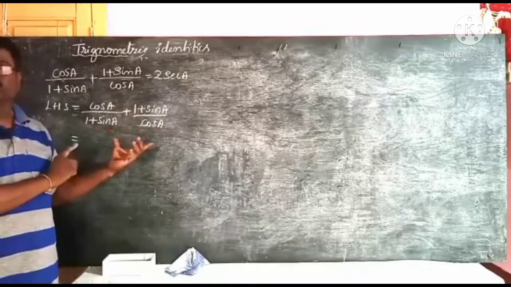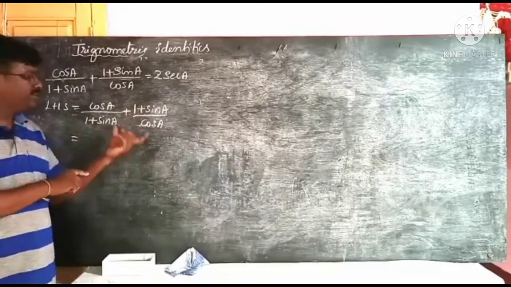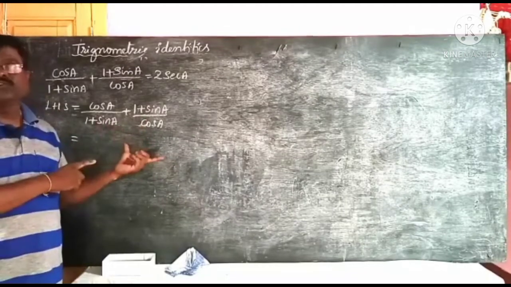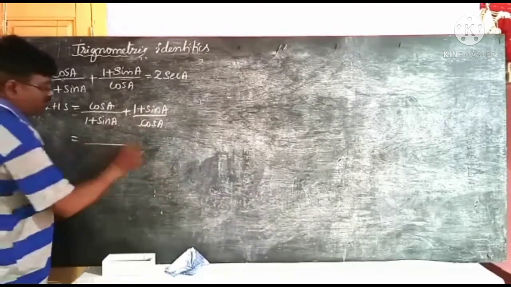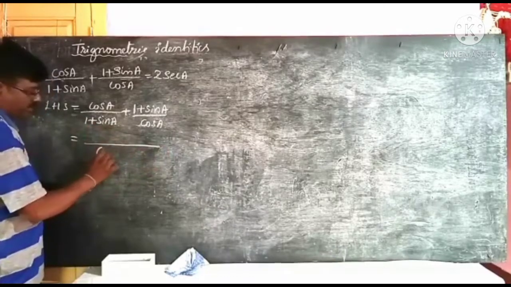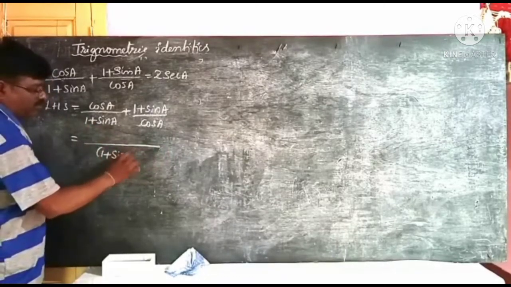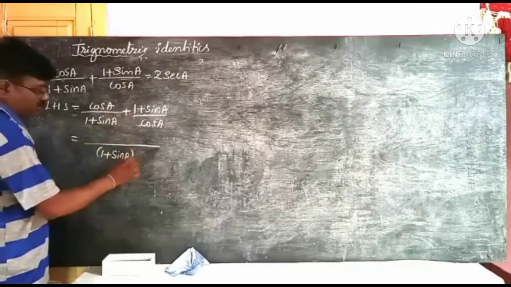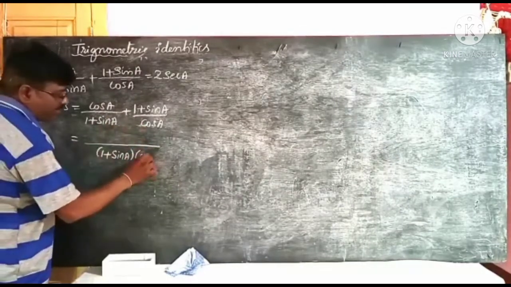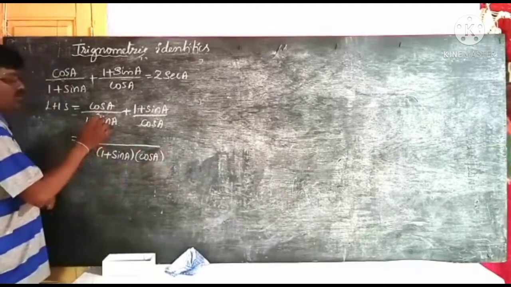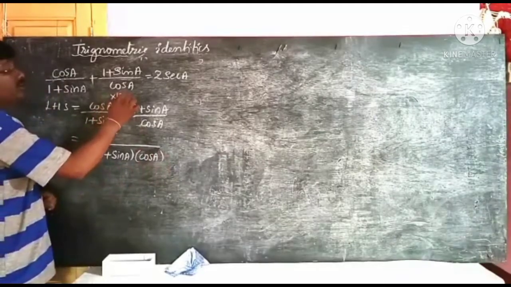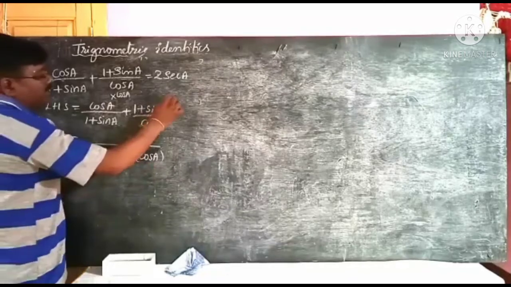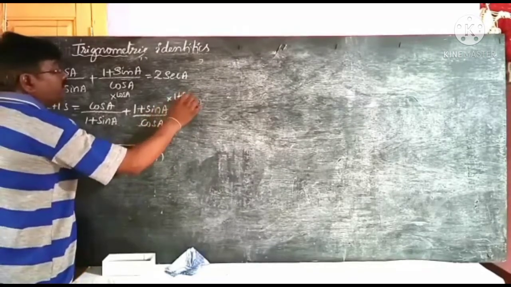In this first step there is no trigonometric identity or algebraic identity, but it is in fraction form. If it is in fraction form, you take the LCM. You take the LCM as 1 plus sin A, so don't be confused about taking the LCM. What is given, you can write as it is. 1 plus sin A and cos A is the LCM, so 1 plus sin A is multiplied with cos A, and cos A is multiplied with 1 plus sin A.